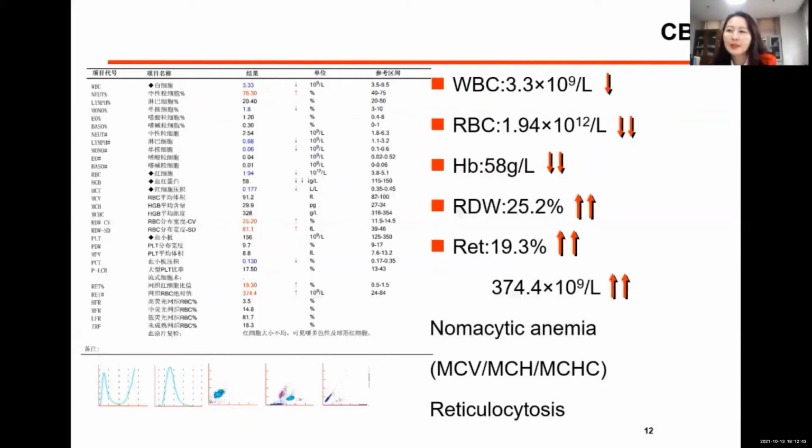Itemize his CBC report. The WBC was decreased mildly. RBC and hemoglobin were decreased moderately. RBC indexes MCH, MCV, MCHC were normal. The reticulocyte percentage and absolute count were significantly high. On the basis of this data, we consider he has a normocytic anemia with reticulocytosis.